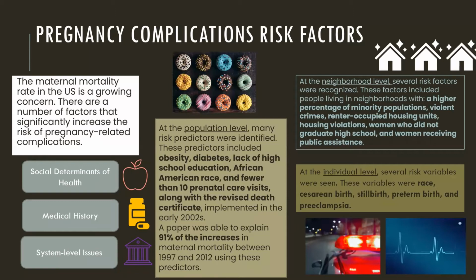If we look at the neighborhood level, we also see that people living in neighborhoods with a higher percentage of minority populations, violent crimes, renter-occupied housing units, housing violations, women who did not graduate high school, and also women who are receiving public assistance were more likely to have a risk for maternal mortality. And then if we go to the individual level, we also see that prior cesarean birth, stillbirth, preterm birth, and also preeclampsia were risk factors that increase the risk for maternal mortality.